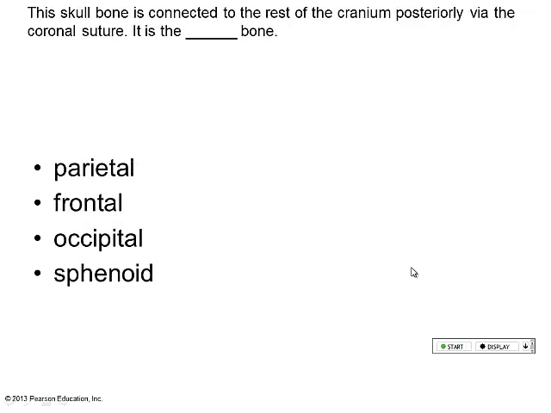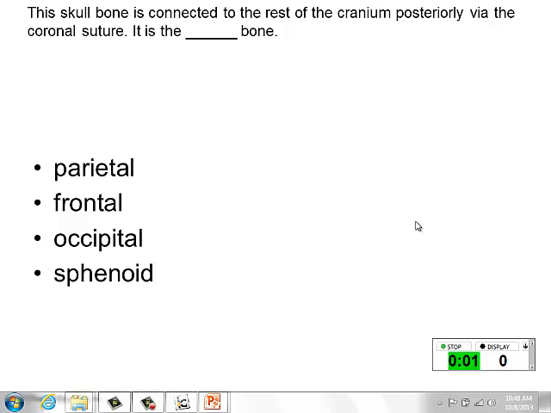The skull bone is connected to the rest of the cranium posteriorly via the coronal suture. It is which bone? So remember, you have to know your sutures, right? So put your fingers where your coronal suture is. Now ask yourself the question. This skull bone is connected to the rest of the cranium posteriorly via the coronal suture.